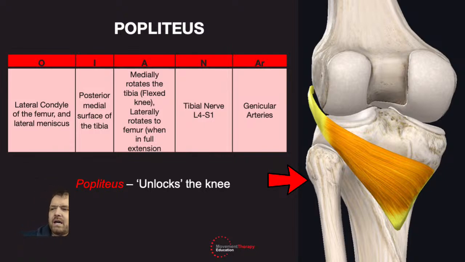You may have heard of something, and I'm sure I've posted this in the group before. It's called the screw home mechanism of the knee. Bear with me a sec. I'll just grab a knee.